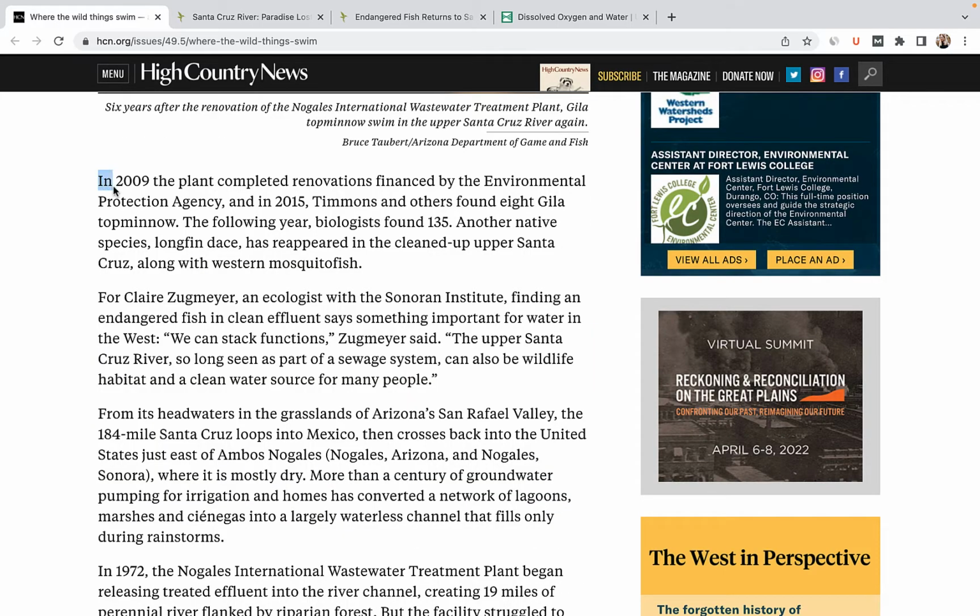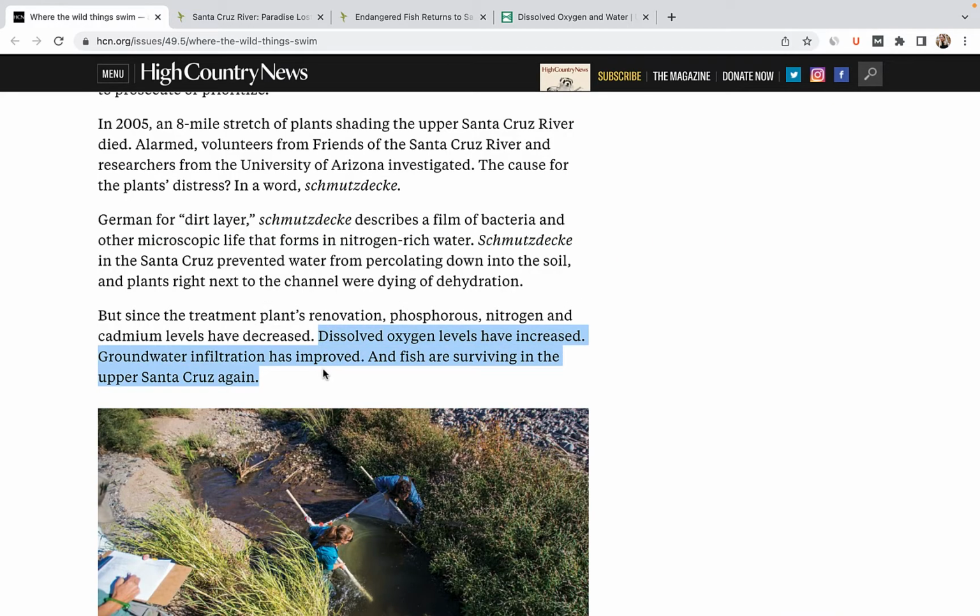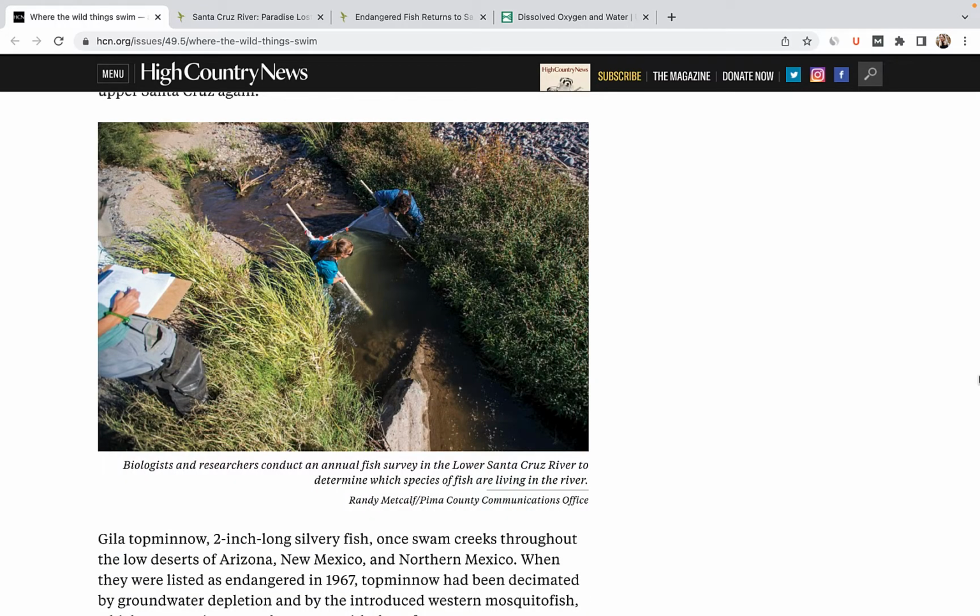Well, it's very simple. In 2009, the Nogales International Wastewater Treatment Plant upgraded its wastewater treatment facility. And almost overnight, the water the plant discharged into the Santa Cruz went from toxic to clean. Oxygen returned, and with it came the fish. In fact, with one simple upgrade, the treatment plant went from the river's biggest threat to its savior.